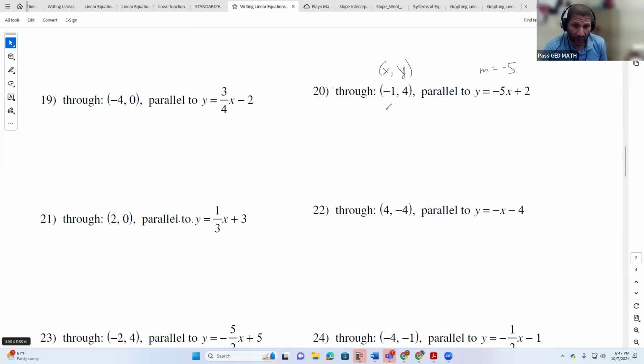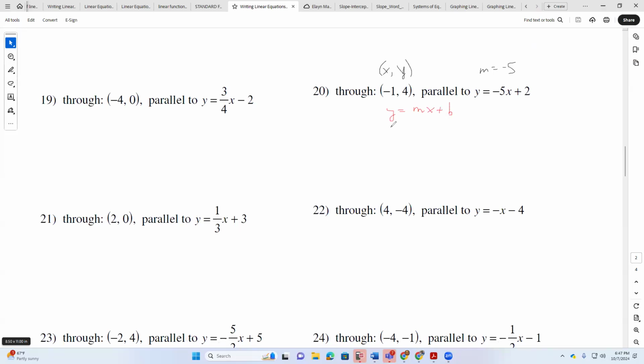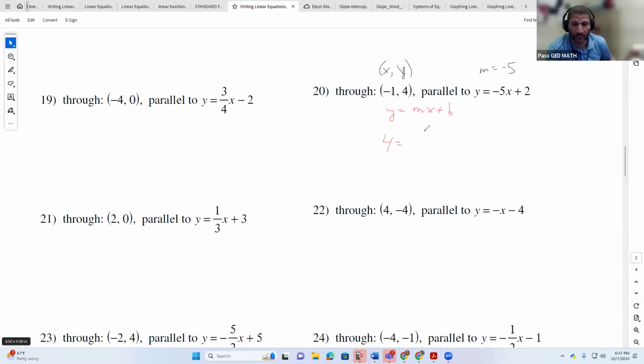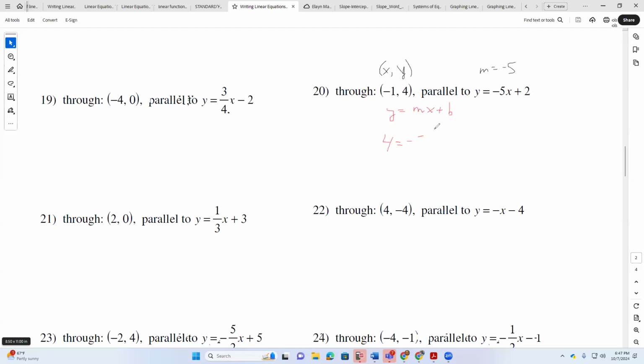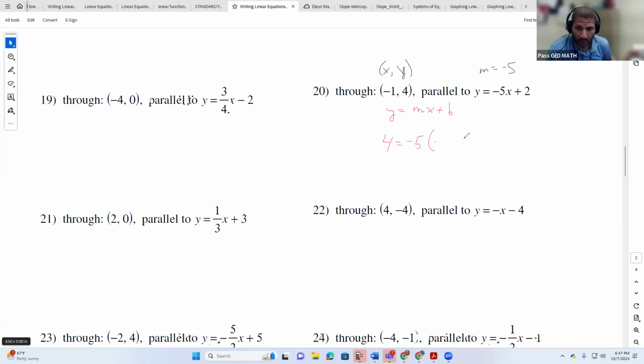My slope-intercept form of equation of a line is y equals mx plus b. This equation should be in your head forever. What's my y? 4. Take your time, take a deep breath. My y is 4, equals, what's my slope? -5, multiplied by x. What's my x? -1, plus b.